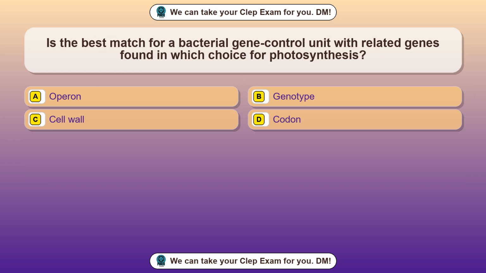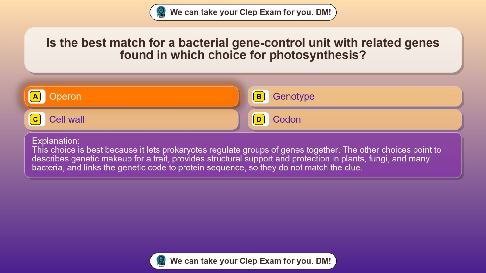Question 75. Is the best match for a bacterial gene control unit with related genes found in which choice for photosynthesis? Option A, operon. Option B, genotype. Option C, cell wall. Option D, codon. The correct answer is option A, operon.